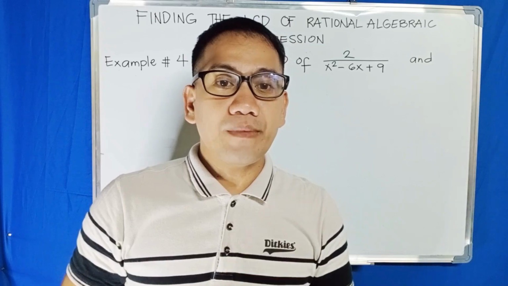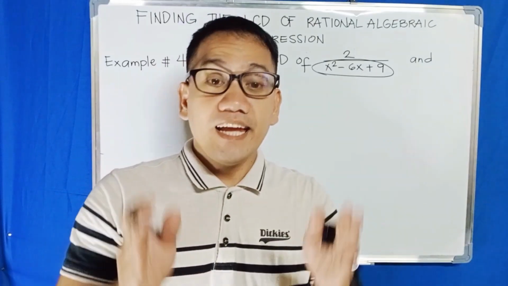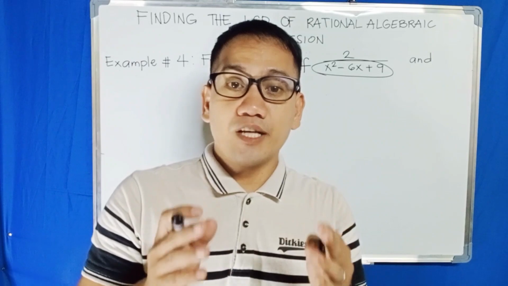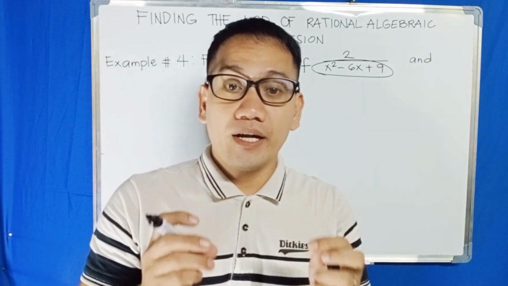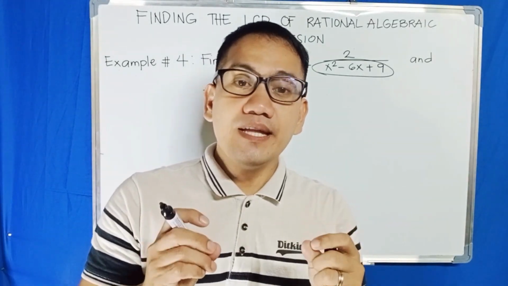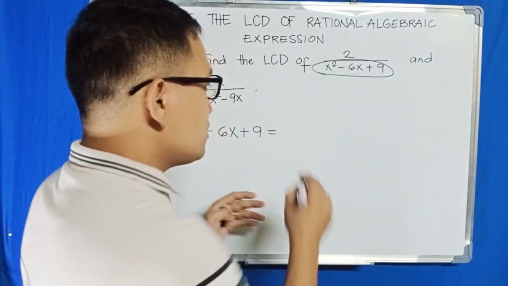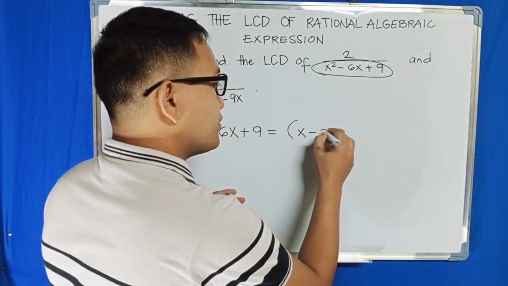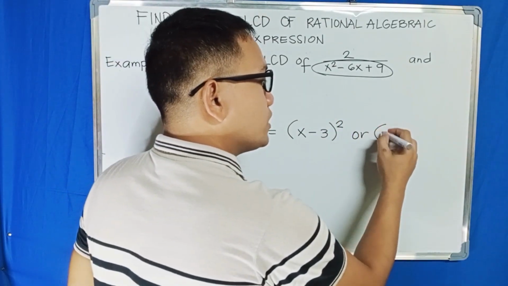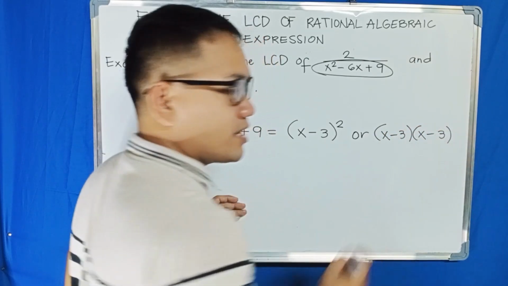Here, our first denominator is x squared minus 6x plus 9, and it is considered a special product. It is an expression we get when we simplify the square of a binomial. So x squared minus 6x plus 9 can be written as a square of a binomial, and that is quantity x minus 3 squared. Or we can write this one as quantity x minus 3 times quantity x minus 3.